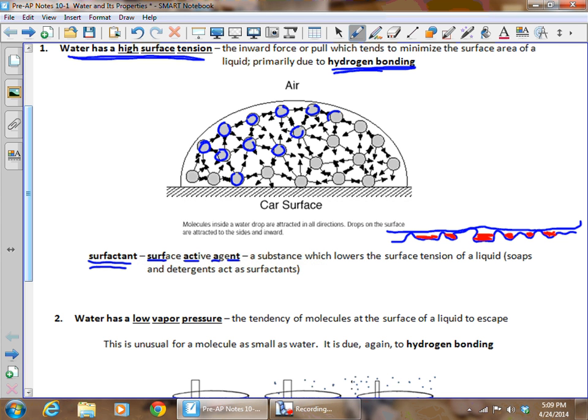So when we put a surface active agent in there, like detergent again, or soap, it will break down that surface tension, break down the hydrogen bonding, and it will get in there and clean out those crevices. So that's what the soap is for, the surface active agents.